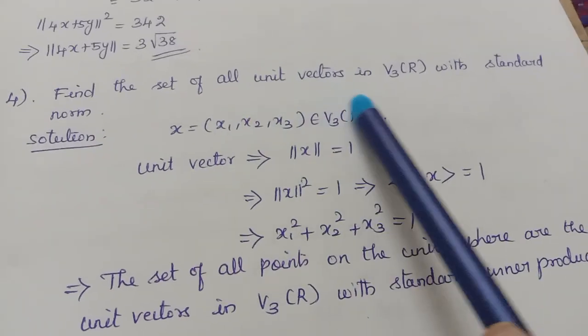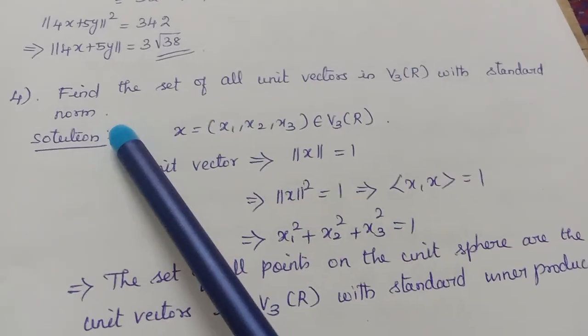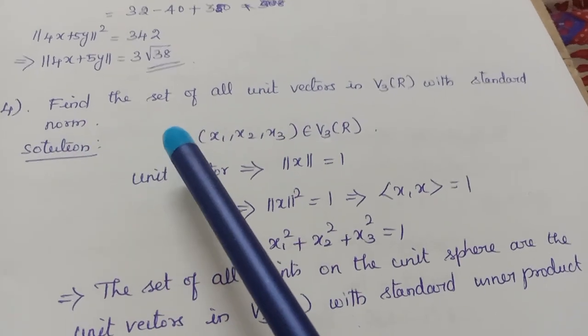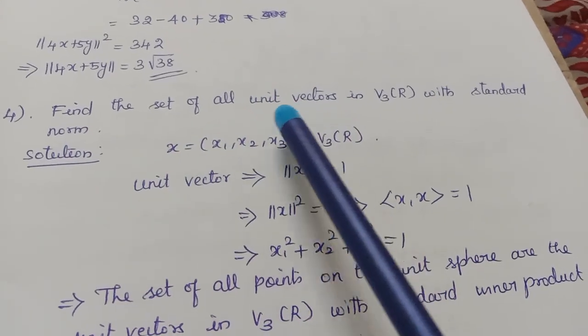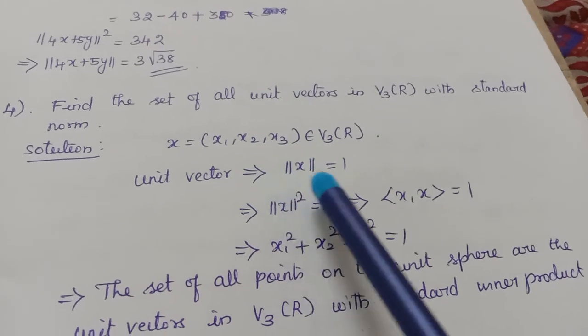Find the set of all unit vectors in V3 of R with the standard norm. What we have to find? With respect to the standard norm, what are the unit vectors? What do you mean by unit vectors? Norm value equal to 1.